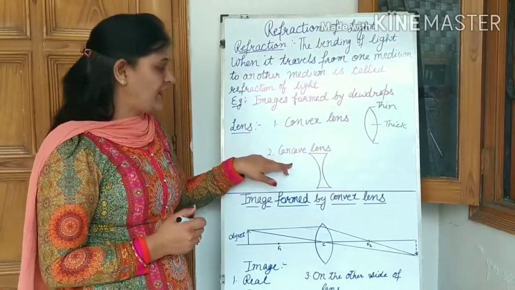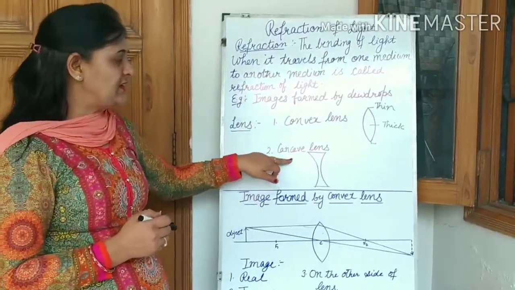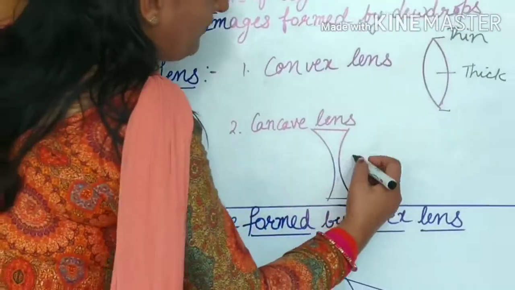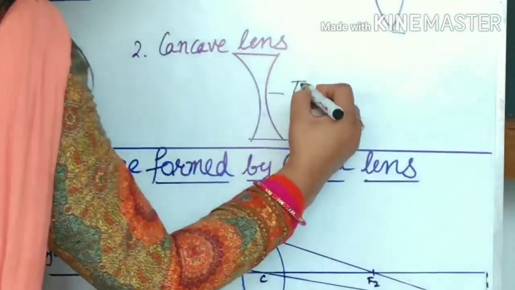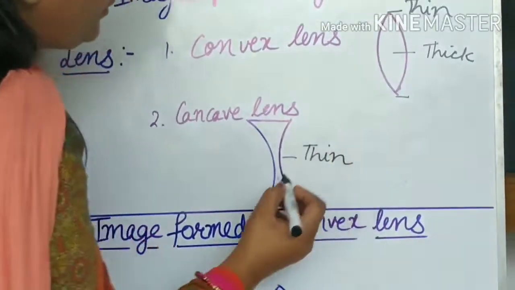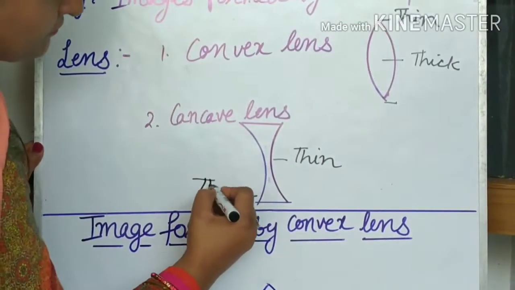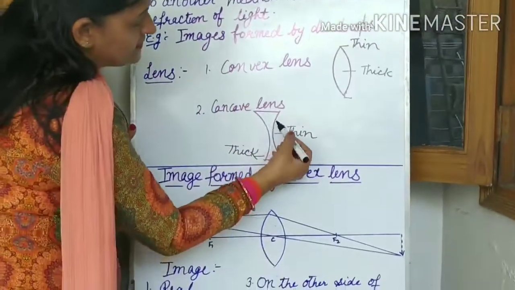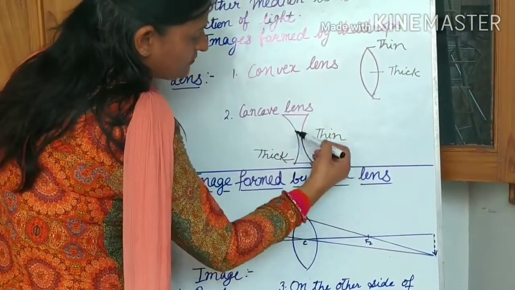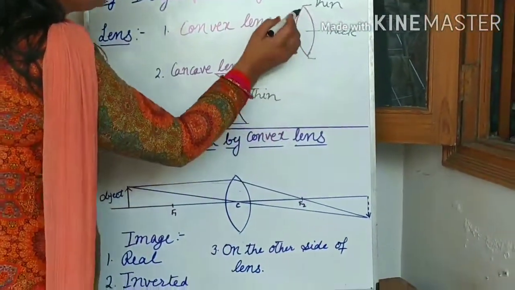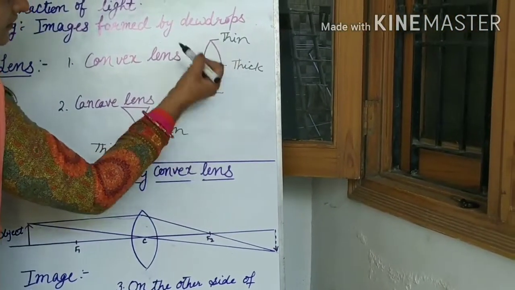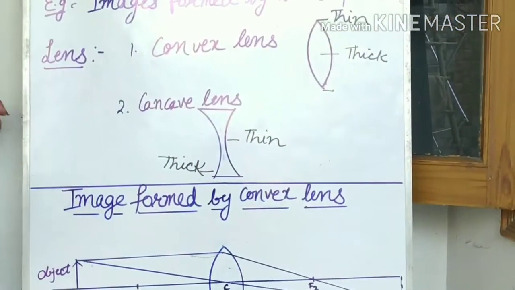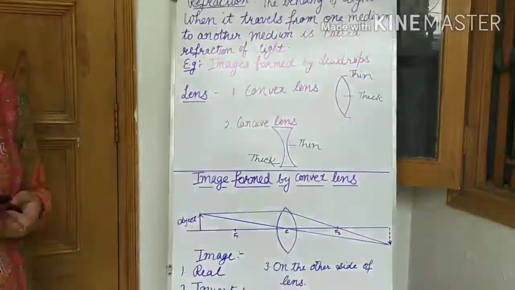Now see the concave lens. What happens in a concave lens? A concave lens is thin in the middle and thick at the edges. Thick at the edges. It is curved inwards, while the convex lens is curved outwards. This is the main difference between convex lens and concave lens.